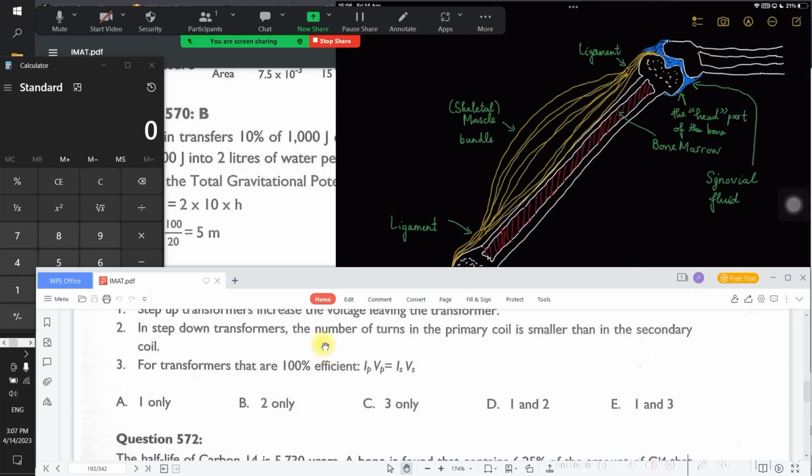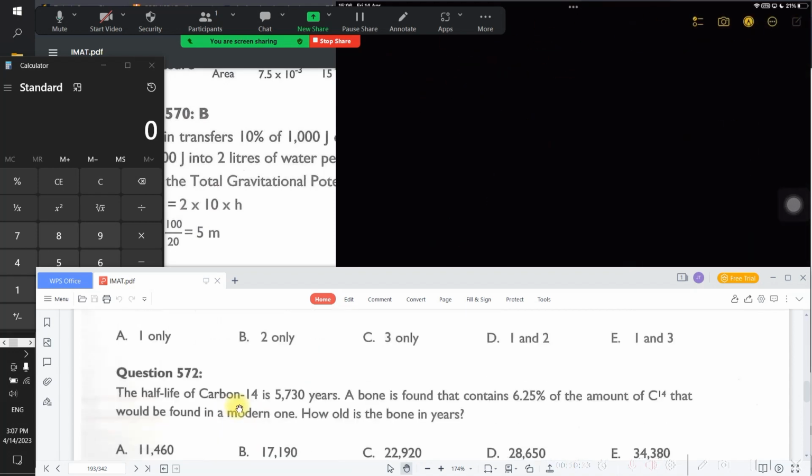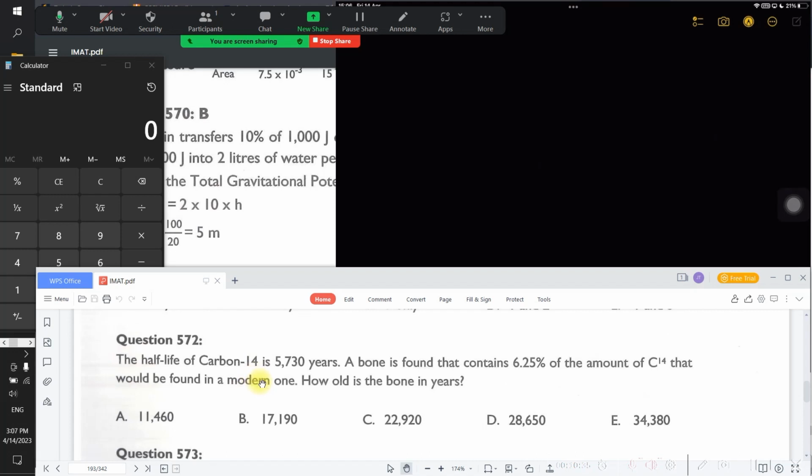Delete. New. Question 572. The half-life of carbon is 5730 years. A bone is found that contains 6.25% of the amount of C14 that would be found in a modern one. How old is the bone in years?